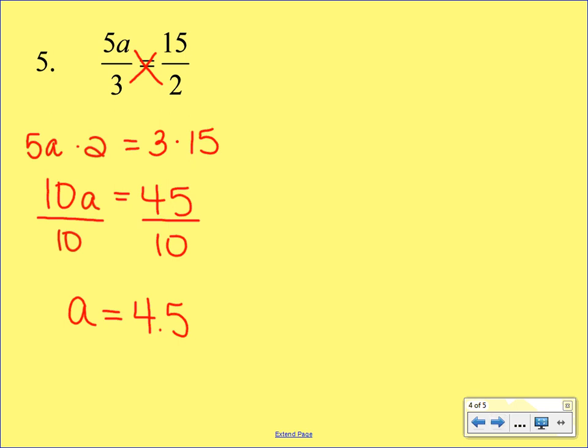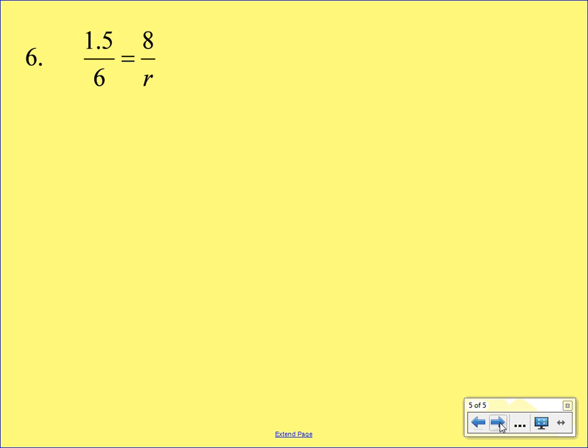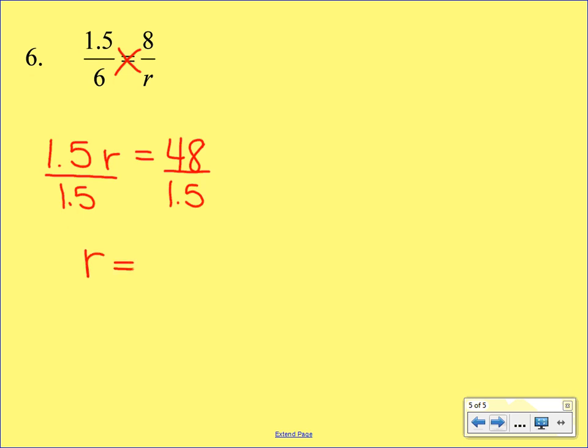All right, our last example here. In fact, this problem actually has a decimal within the proportion. We're going to start with the cross product involving the variable. So I've got 1.5r equals 48. And we're just going to jump to this step here. I'm assuming that you guys are getting the cross multiplying idea. To solve this, we have to divide both sides by 1.5. And we end up with our final answer of 32.